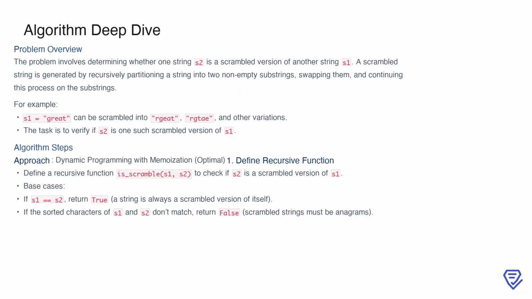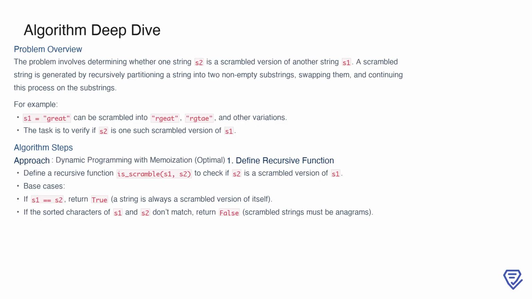In this problem, we need to determine if one string, S2, is a scrambled version of another string, S1. A scrambled string is created by recursively dividing a string into two non-empty substrings, swapping them, and repeating this process on the resulting substrings. For example, the string great can be scrambled into variations like reet or rete, among others. The task is to verify whether S2 could be one of these scrambled versions of S1.